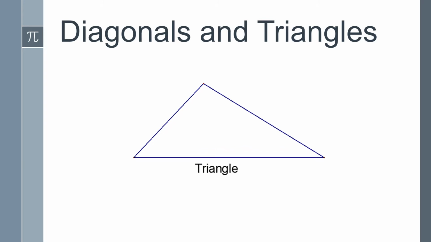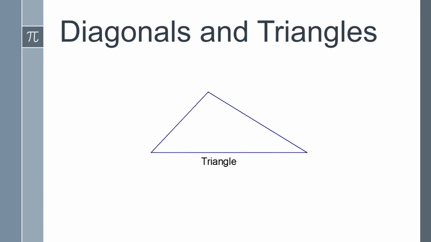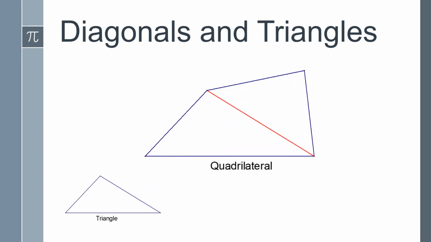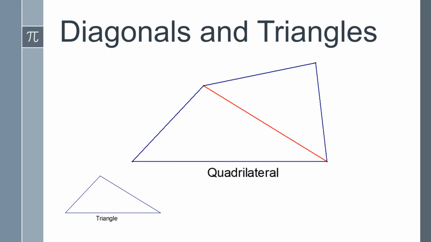Okay, so basically you're just connecting vertices that are within the polygon but non-consecutive. So let's take a look at diagonals and triangles. In a triangle there are 0 diagonals, because any vertex cannot be connected to any other vertex but by a side. Within a quadrilateral, if I choose a vertex, such as the lower right-hand vertex, I can only connect one diagonal, and I create 2 triangles.